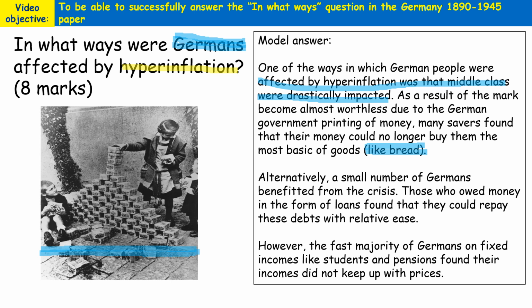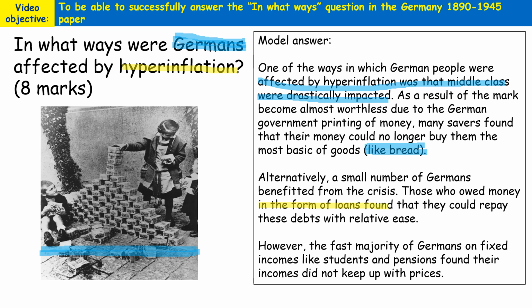Let's look at another group though, because like I mentioned already, in this type of question, you need to reference more than one group of people or at least one different period of time in your answer. So we're going to be writing about different groups of Germans who are affected by hyperinflation here. Alternatively, a small number of Germans benefited from the crisis. Those who owed money in the form of loans found that they could repay these debts with relative ease.